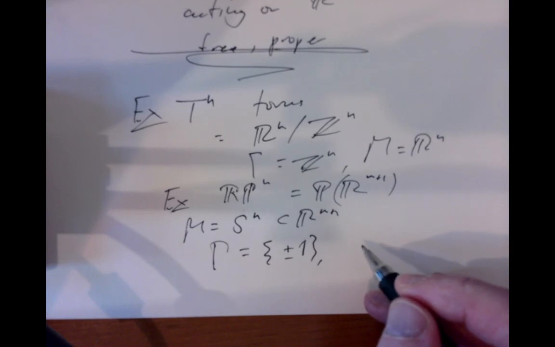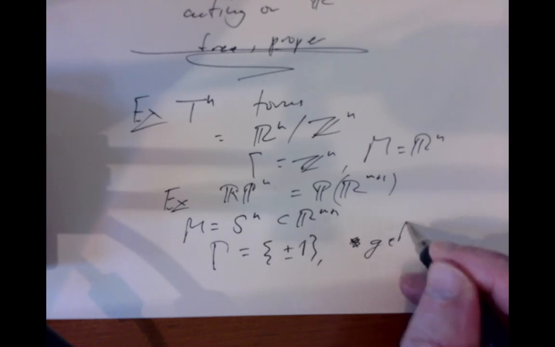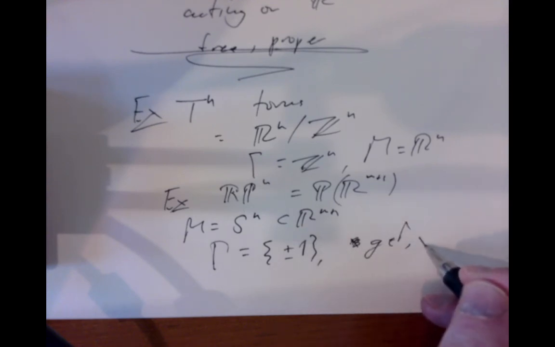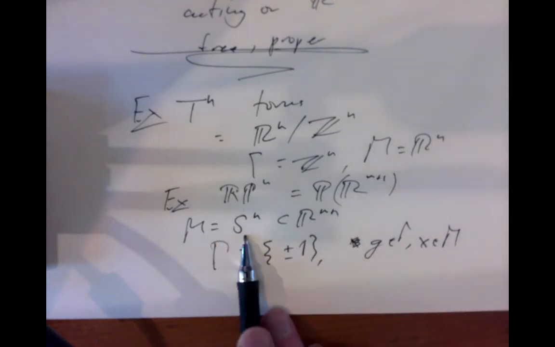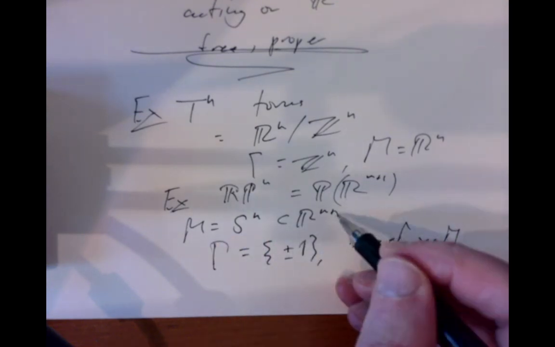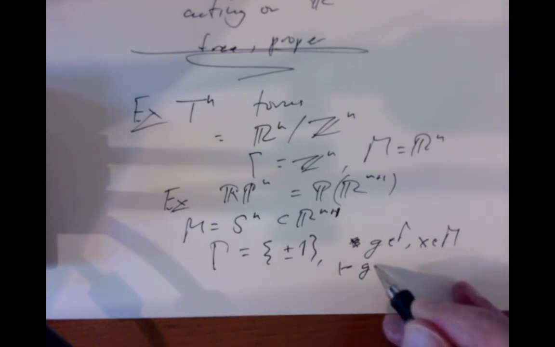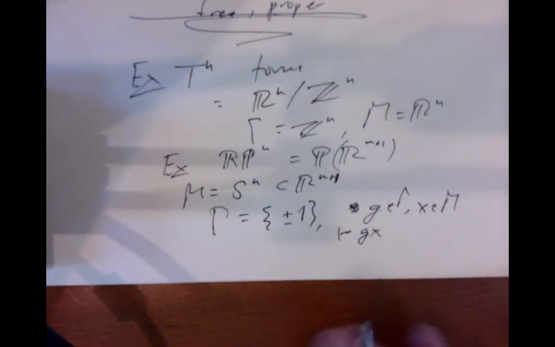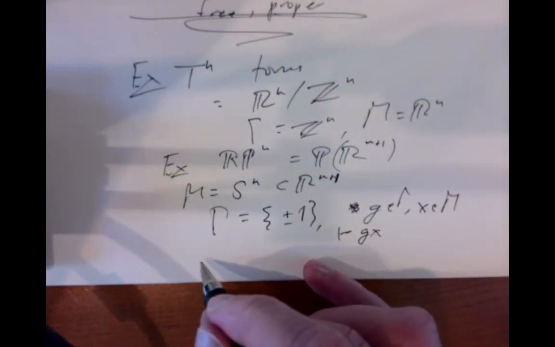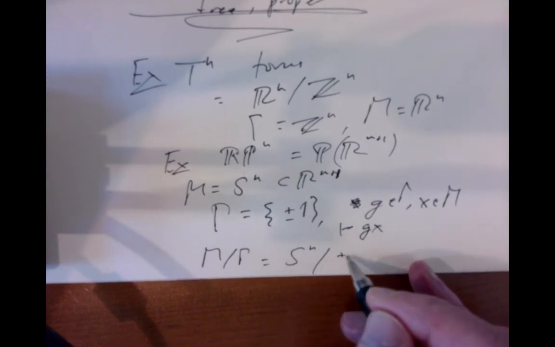We'll get gamma to act on the sphere by saying each element of gamma is a plus or minus 1, and each element in the manifold is some unit length vector, because it's the sphere of unit vectors in n+1 dimensions. And then we just get it to act by the usual multiplying by plus or minus 1. And so the quotient M mod gamma is, of course, the sphere modulo plus or minus 1.